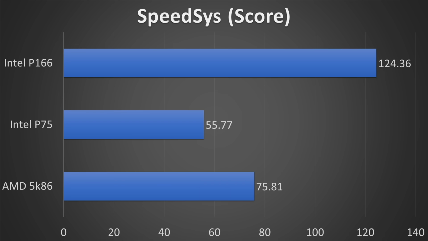Let's move on to speeds and have a look at the score, but also have a look at the cache graphs. The AMD 5K86 is a lot faster than the Pentium at the same frequency. The raw clock speed advantage of the Pentium 166 is definitely helping, but the winner of performance per clock is definitely AMD in this test.